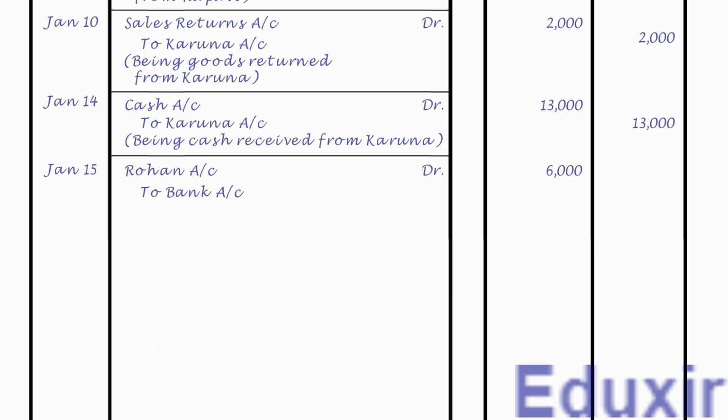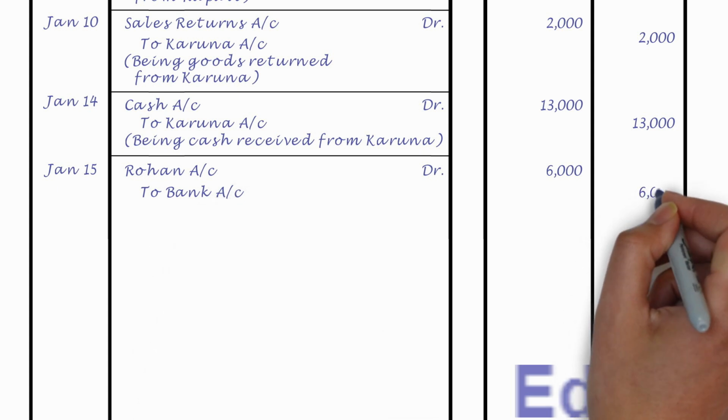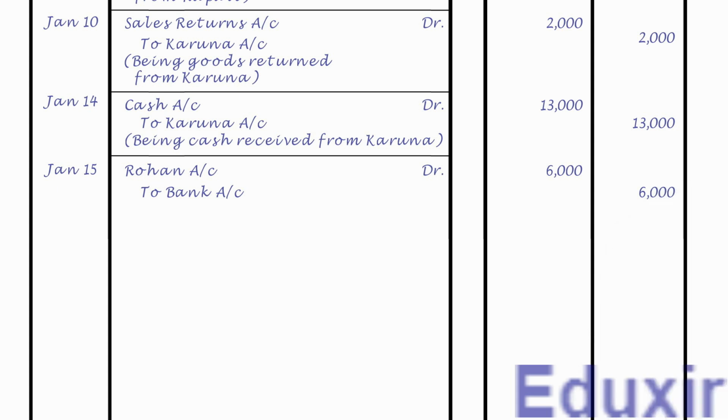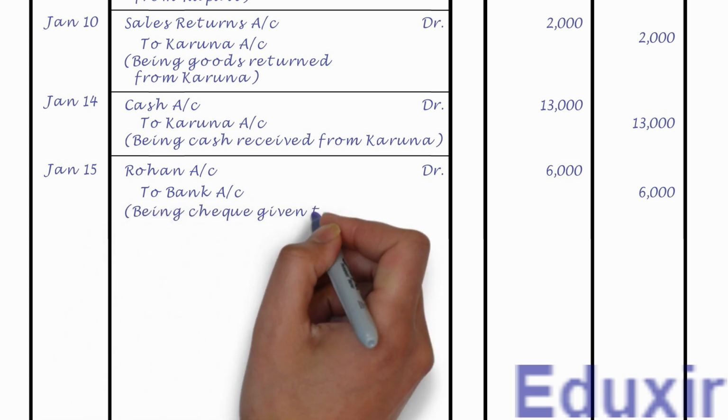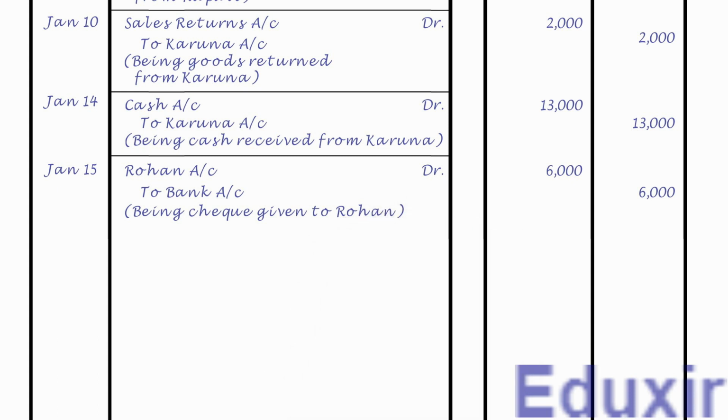Let us also record the credit amount of 6,000 rupees into the credit amount column. Let us now record the narration or description of this transaction, that is, being check given to Rohan. Let us now draw a line to mark the completion of journalizing of this transaction. That completes the journalizing of this transaction.